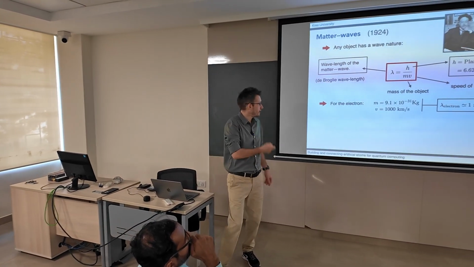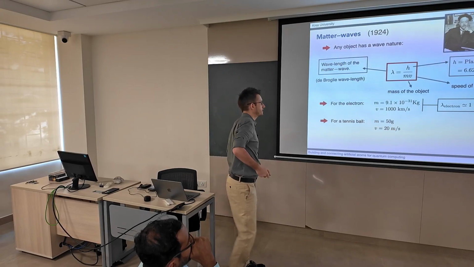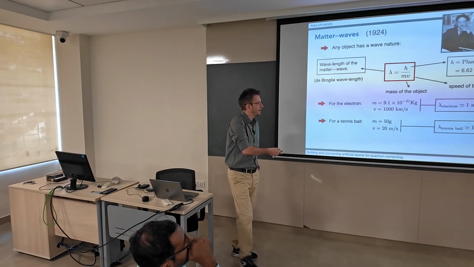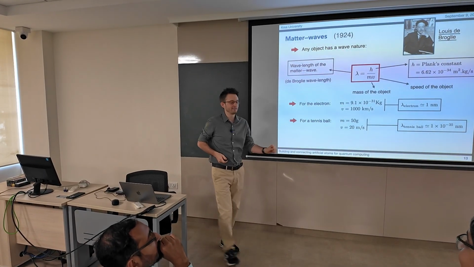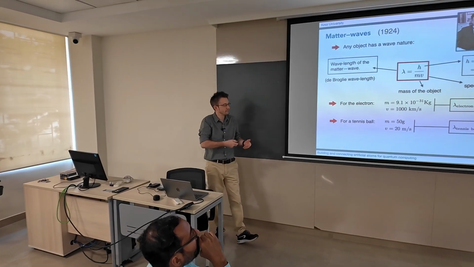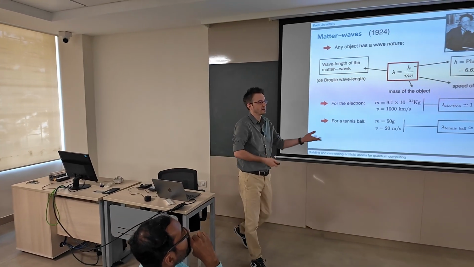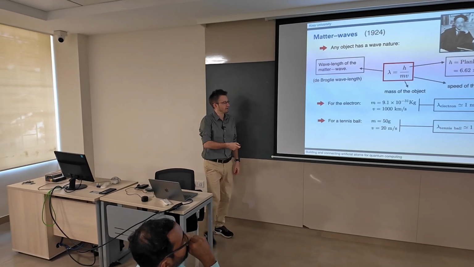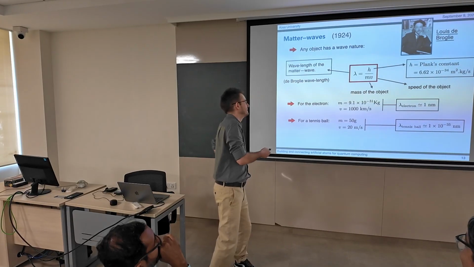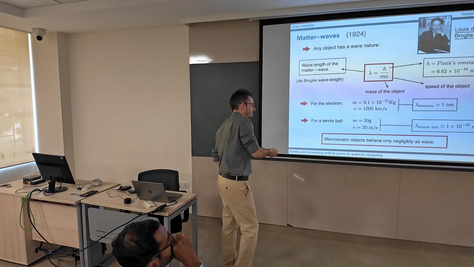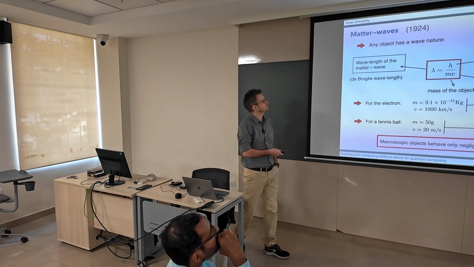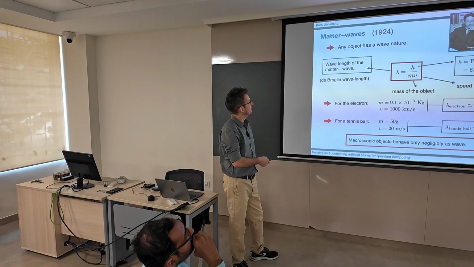On the other hand, if you apply this to a tennis ball, let's say a 50-gram tennis ball moving at 20 meters per second on a tennis court, you'll see that the tennis ball has a wavelength of 10 to the minus 35 meters. That's like 20 orders of magnitude smaller than the atom. It's completely inexistent. It exists theoretically, but it has no impact at all. Any human being has a wavelength, theoretically. So macroscopic objects behave only negligibly as a wave, maybe even less than negligibly.